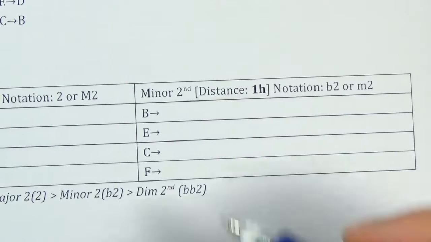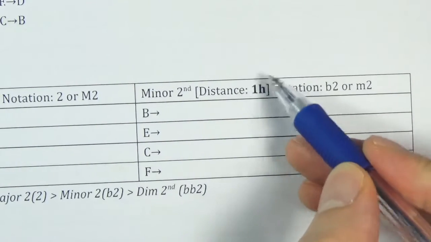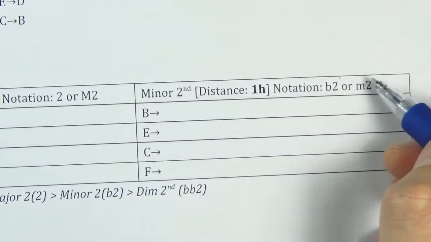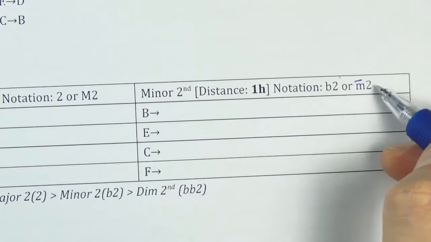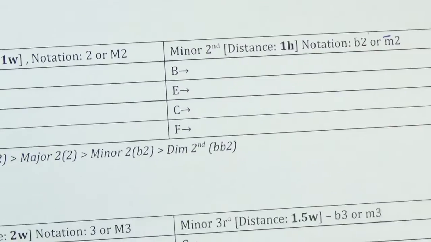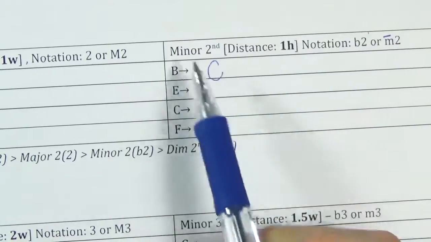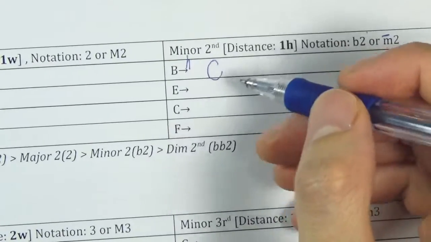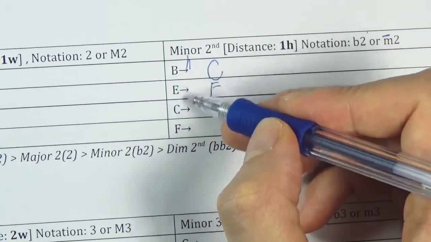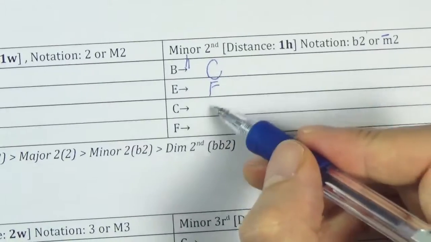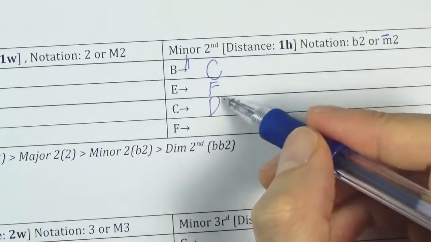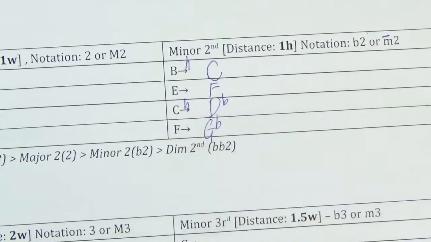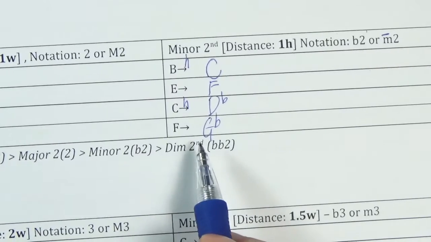Now, minor second. For a minor second interval, the two notes are only a half step apart. Notation is usually a flat 2, or a lowercase m with a dash above it and a 2. B to C, they're naturally a half step apart, so we're already done. E to F, same here. They're already a half step apart, so it's a minor second already. C to D, they're a whole step apart, so I'll put a flat here to make it only a half step. F and G: this should be a G flat, because F and G are a whole step apart.